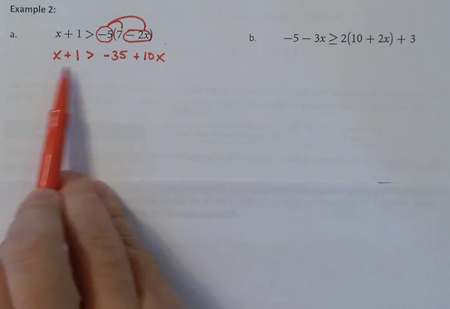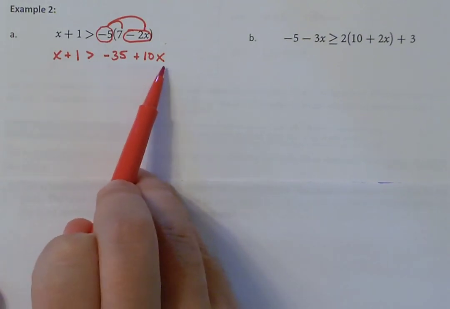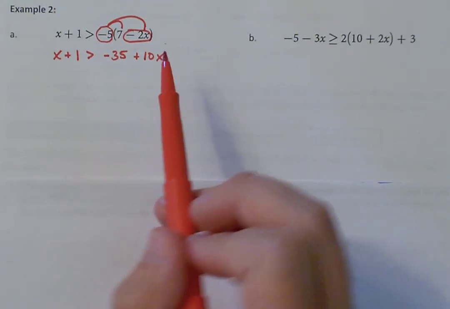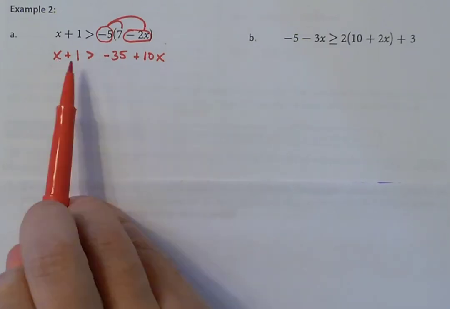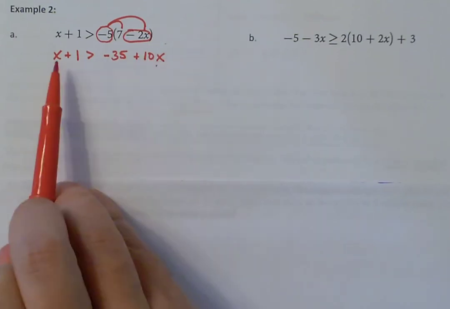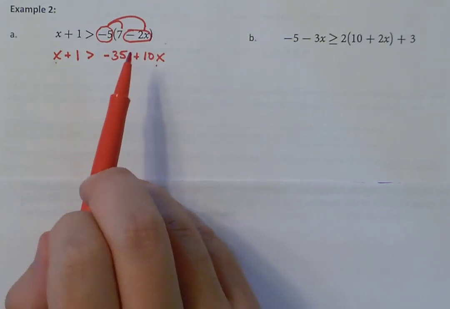Alright, so we now have x plus 1 is greater than negative 35 plus 10x. Now, this is where it changes, okay? I need to go through and get the variable on one side. I have an x here and an x here. I either need to have it on the left or to have it on the right. Doesn't matter which side you move it to.